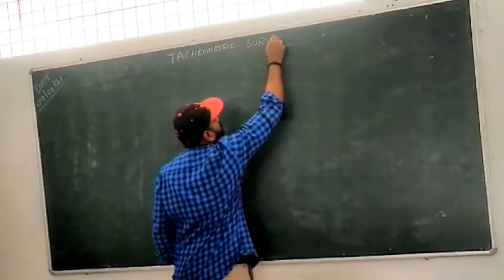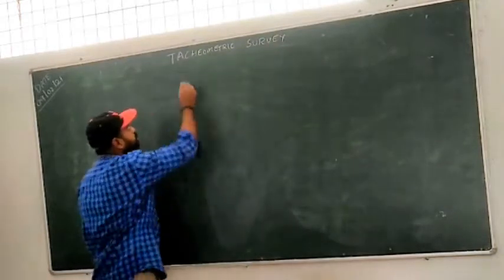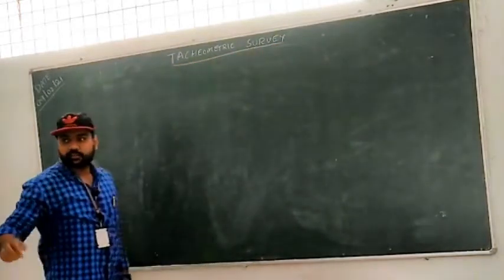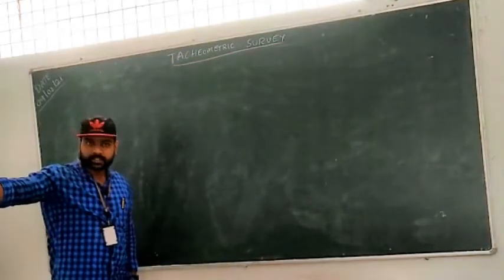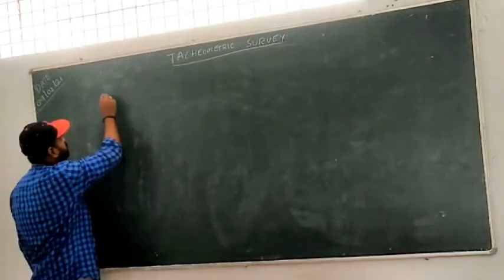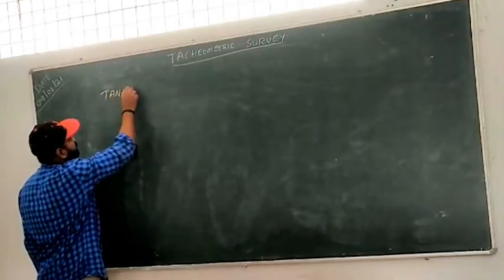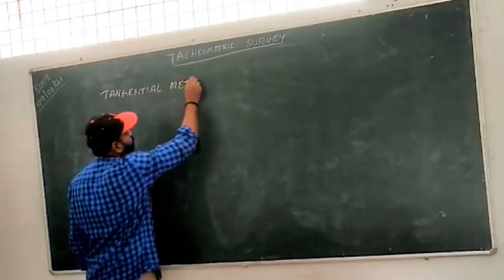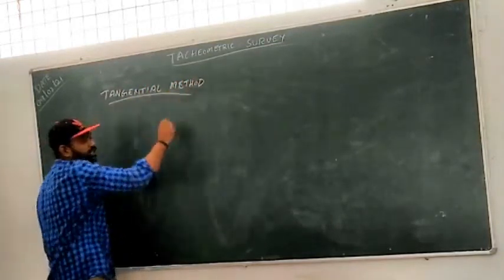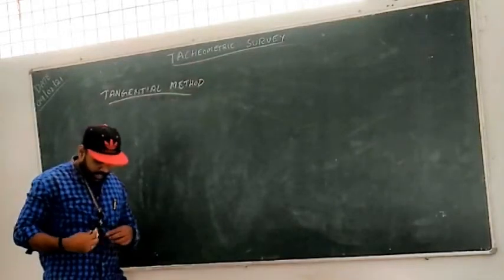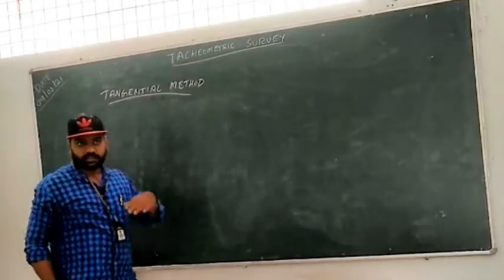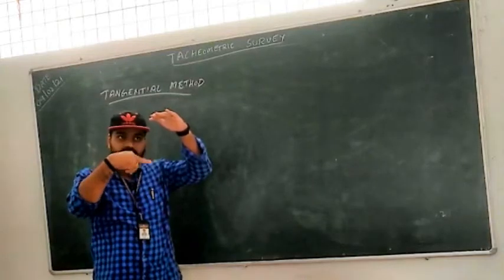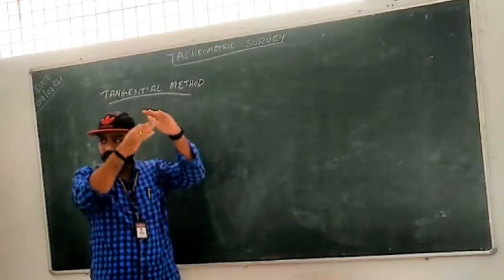Tachymetric survey. Basically, we have 2 methods. One is the stadia method, the second one is the tangential method. In the stadia method, we used to have our top vane, bottom vane, and the line of sight, right? So 3 readings we used to have.